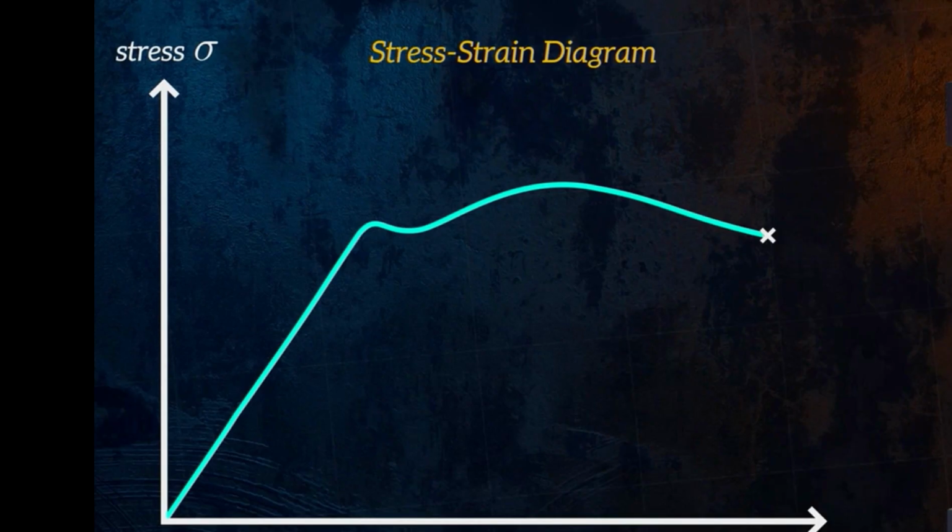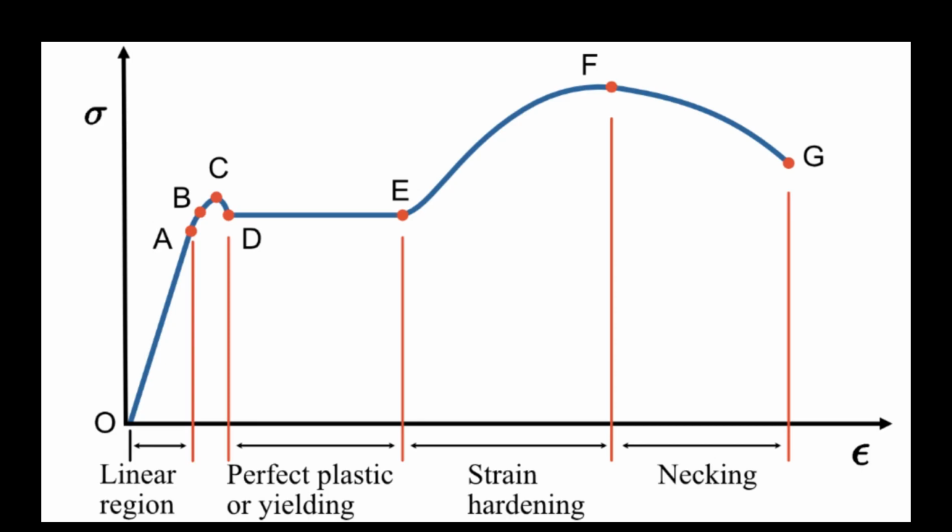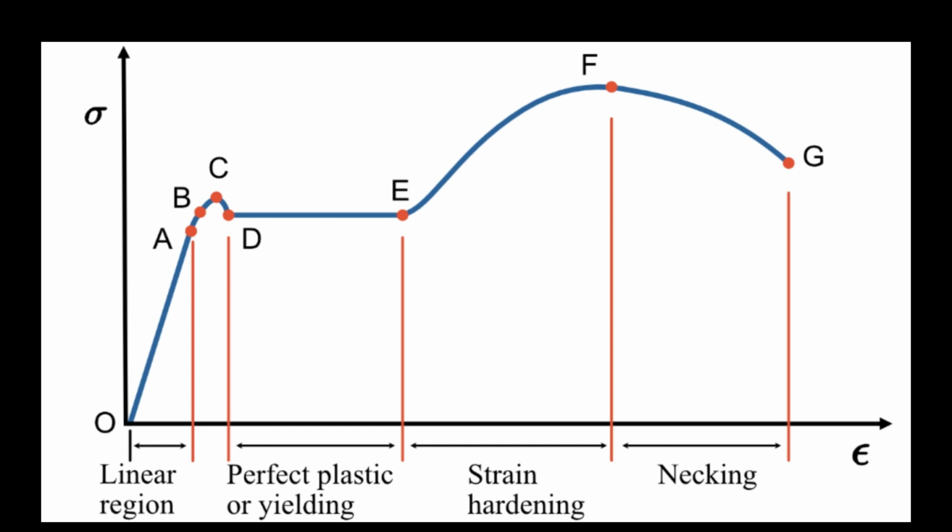Stress-strain diagram. The stress-strain diagram, also known as the stress-strain curve, is a graphical representation of the relationship between stress and strain in a material. It provides valuable information about the mechanical properties and behavior of a material under load. Let's discuss the components and regions of a typical stress-strain diagram.